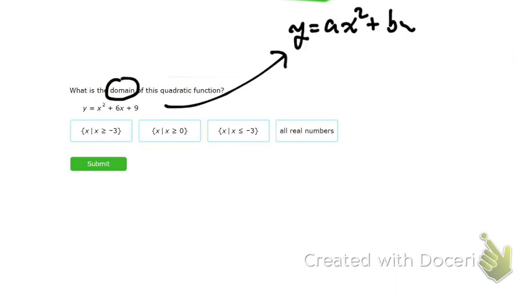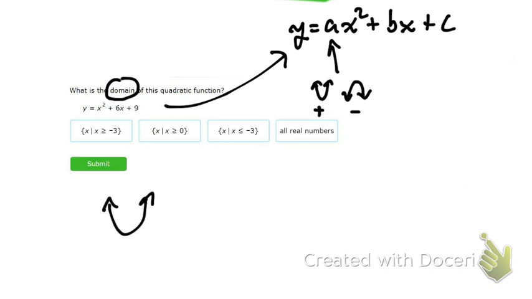Well, it's important to know that this is in what we call standard form, which is ax squared plus bx plus c. And that's important to know because the a tells you whether or not the function is opening up or down, based on whether it is positive or negative. This one is clearly positive because there's no number there. That means you know that there's a positive 1 right there. So that means we're opening upwards.